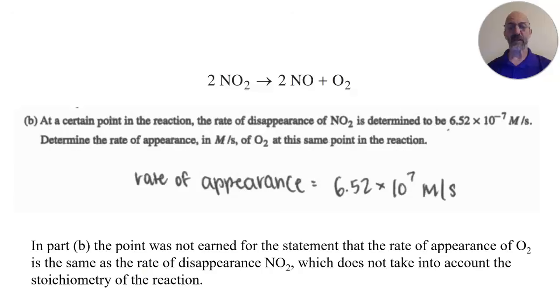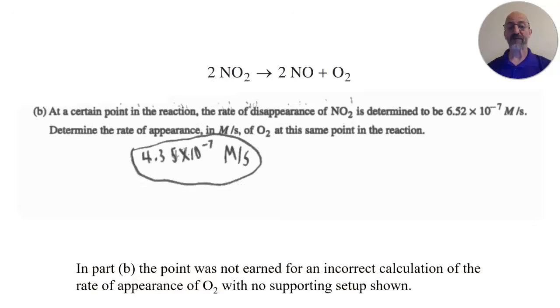Now, I think this student assumed that the stoichiometry was not relevant or important, so they wrote for their answer that the rate of appearance is the same as the number that they were given. So for this student, they did not earn the point because they did not take into account the stoichiometry of the reaction.